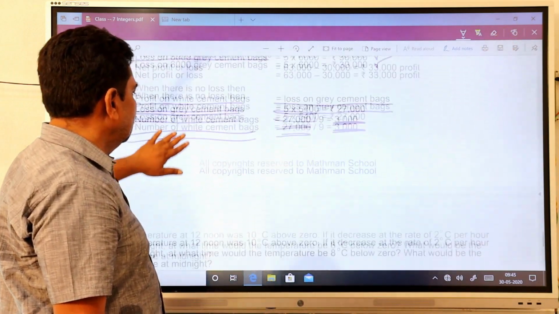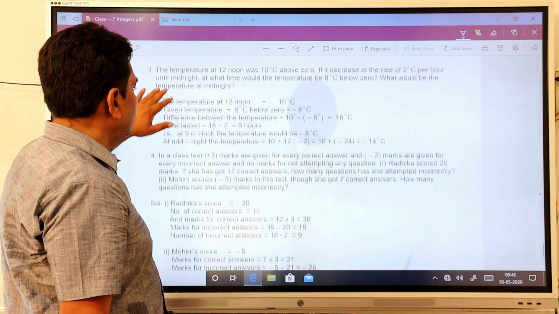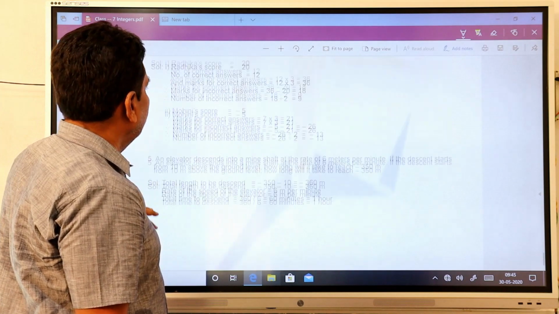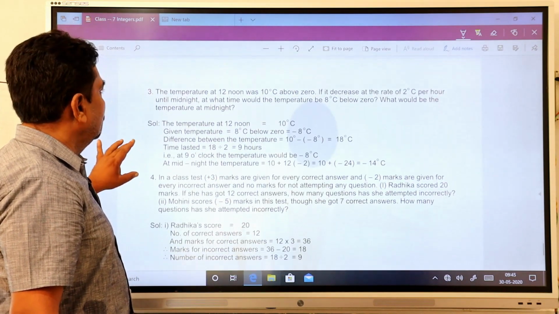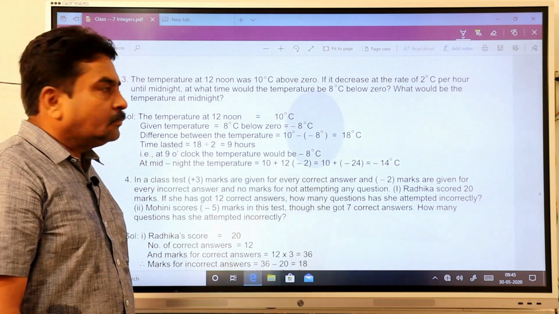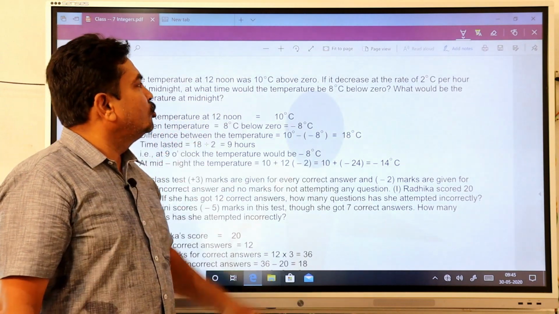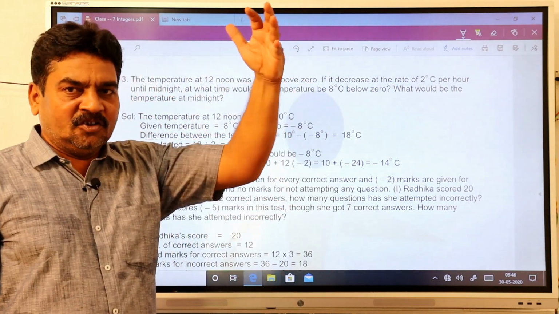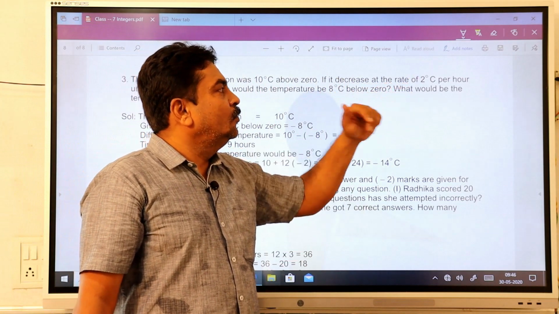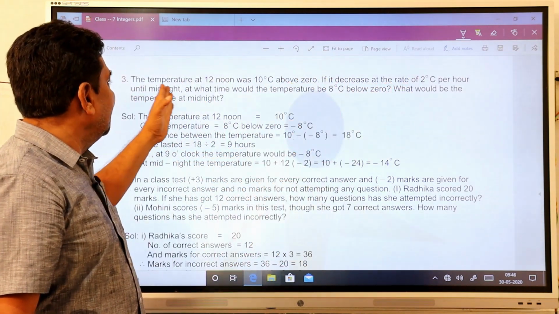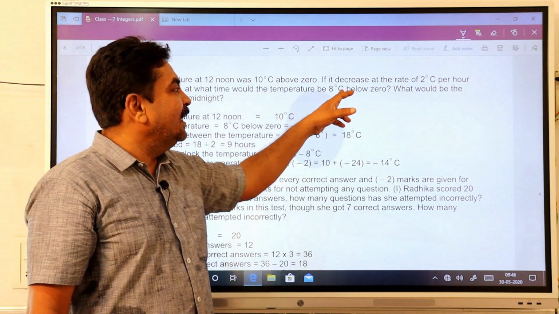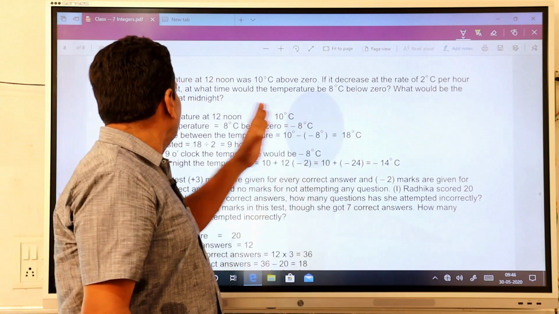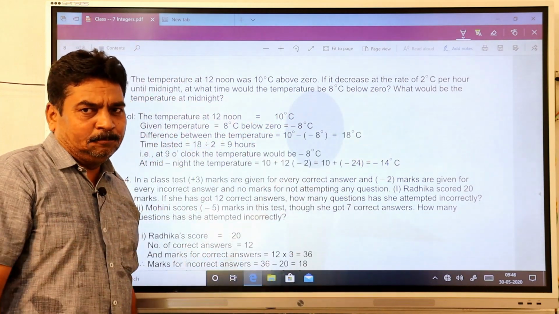Yes, we have certain questions here. This is the last one. We'll try to finish off this chapter. The temperature at 12 noon was 10 degrees centigrade above 0, that is plus, positive. It decreases at the rate of 2 degrees per hour until midnight. At what time would the temperature be 8 degrees below 0? Below 0, that is minus. What would be the temperature at midnight?